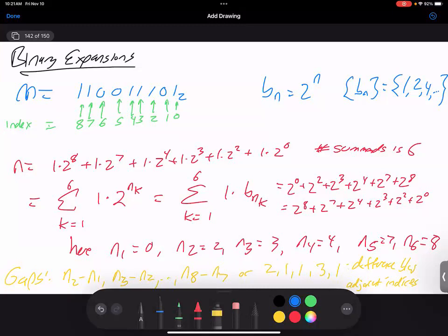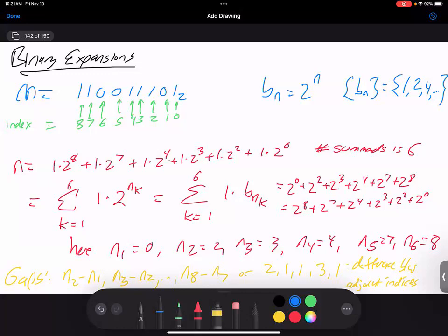The maximum number of gaps is if you got a binary representation of just alternating pairs and ones. The maximum number of gaps would be as if every epsilon is 1. The number of gaps is 1 less than the number of summands. The gap is how far do you have to go from one summand to the next? How much do the indices have to increase by? So the more summands you have, the more gaps you have. And so if we only have a few summands, then we're not going to have that many gaps.